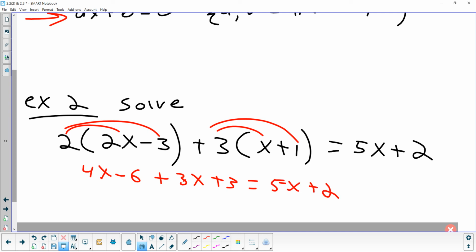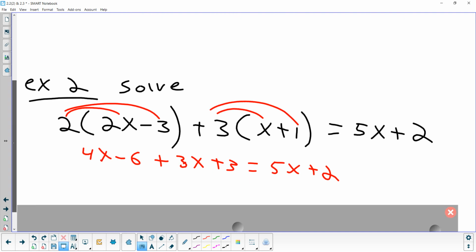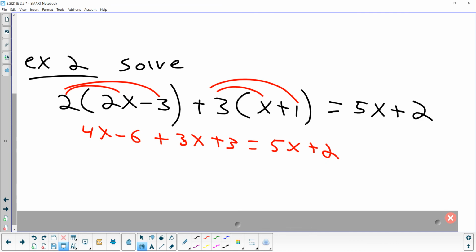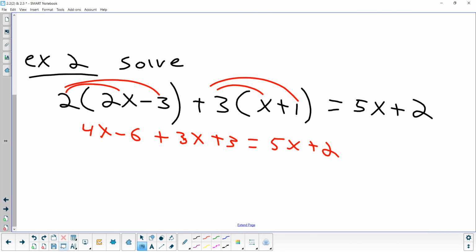All right, so that would be my first step. And Sarah, how about my next step? What would I still have to do on the left? Combine like terms. Yeah, let's combine like terms. And Jake, if I combine 4x and 3x, what does that give me? 7x. And how about Ashley, if I combine -6 and 3? -3. Good.